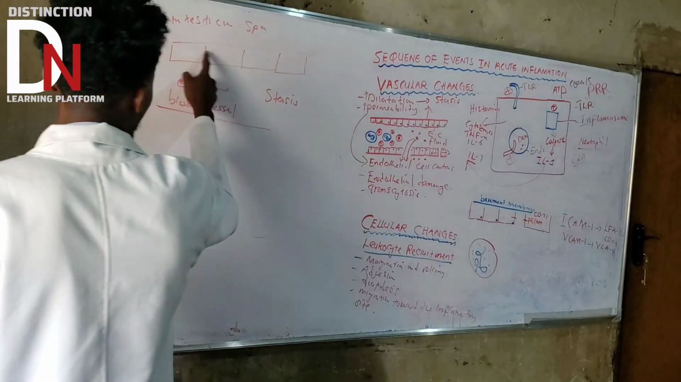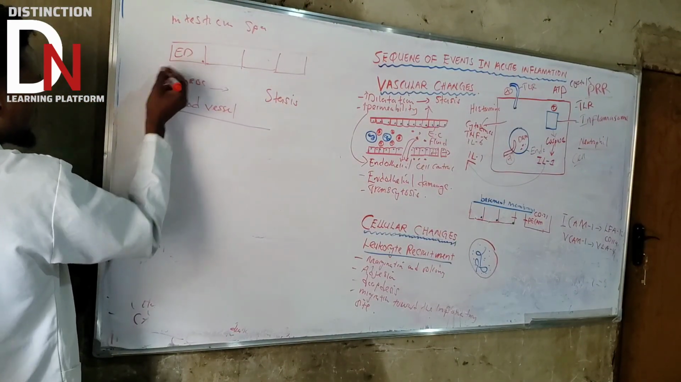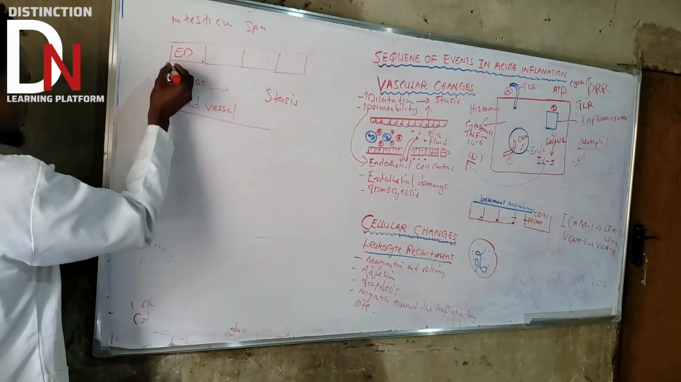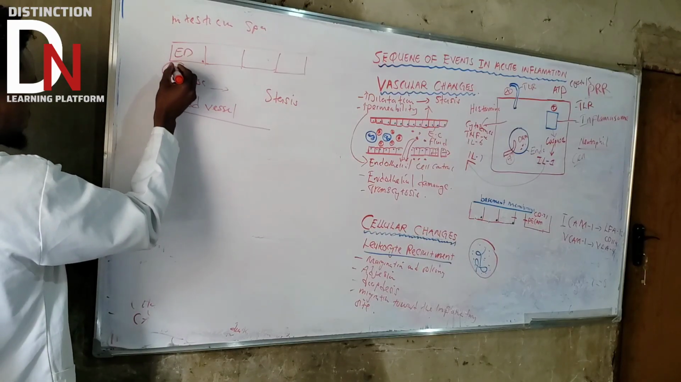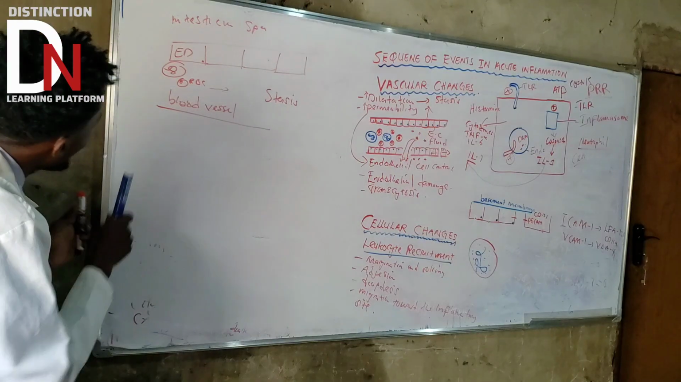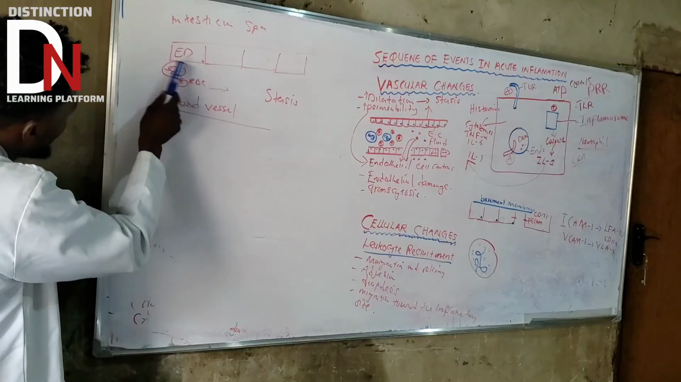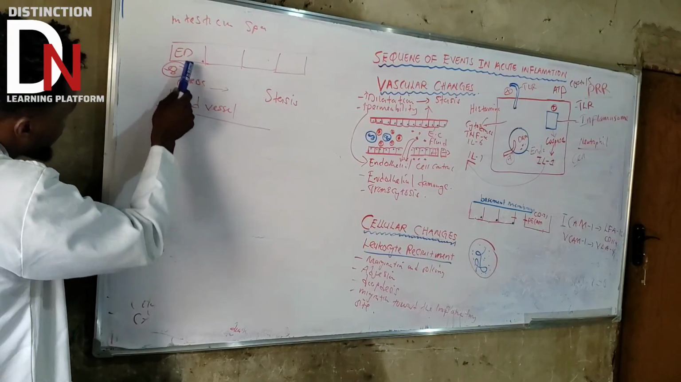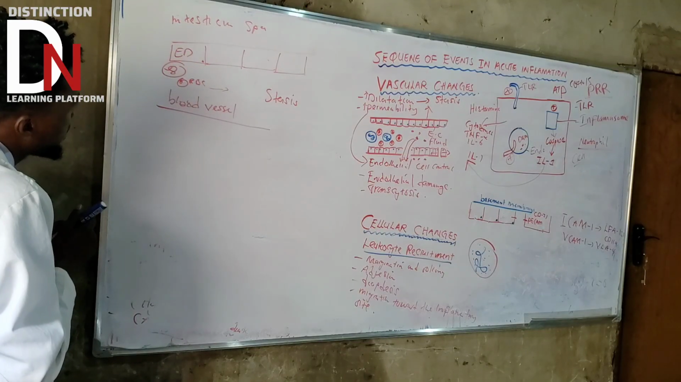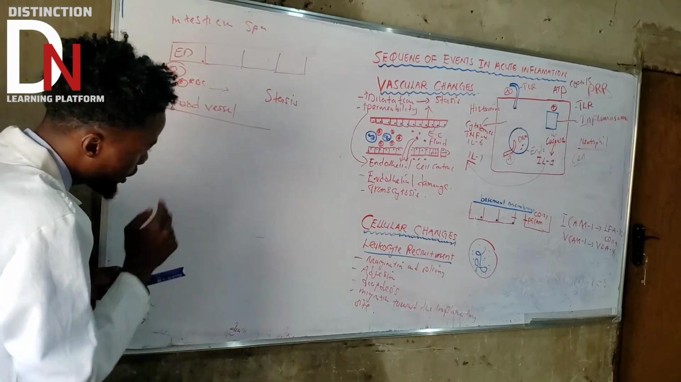So this is an endothelial cell, and let's imagine this is a leukocyte. If it goes there, this is margination. Margination is just the movement of white blood cells from the center to the margin of the blood vessels, due to stasis. Then rolling.